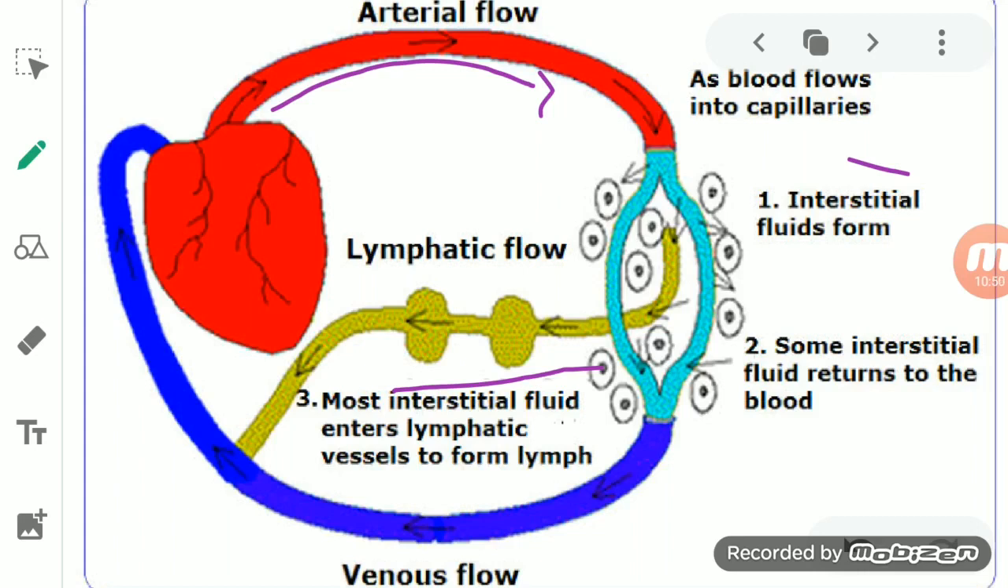One thing which is present in abundance in the lymph is white blood cells. So it consists of a good amount of white blood cells.